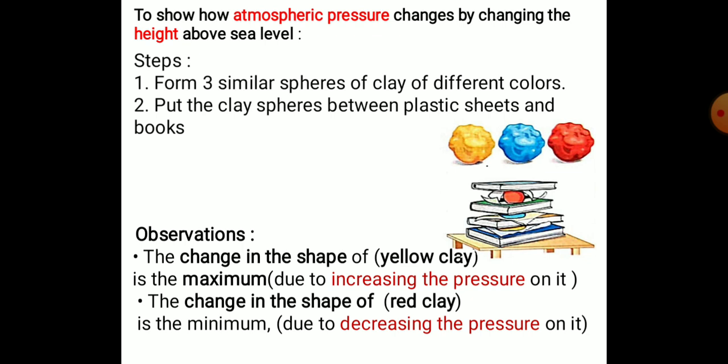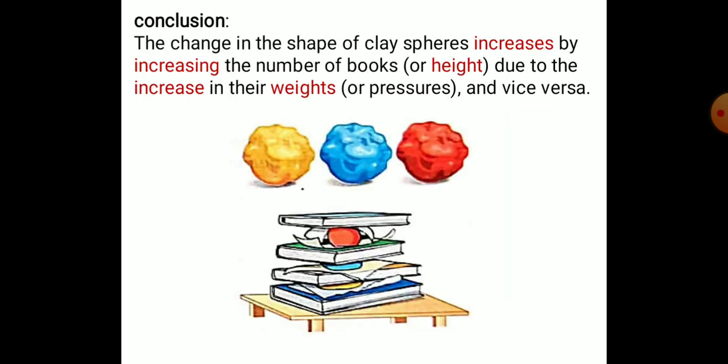To show how atmospheric pressure changes by changing the height above sea level, do this experiment. You will observe that the change in the shape of yellow clay is the maximum due to increasing the temperature on it, and the change in the shape of red clay is a maximum due to increasing the pressure on it. Brilliant. Our conclusion is that the change in the shape of clay spheres increases by increasing the number of boxes or height, due to the increase in their weight or pressure, and vice versa.